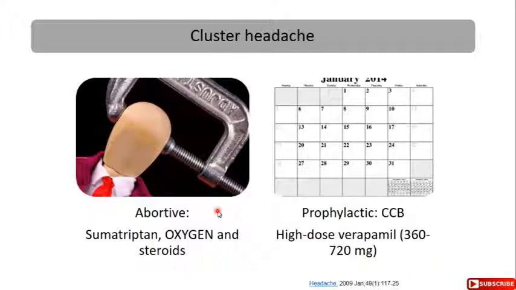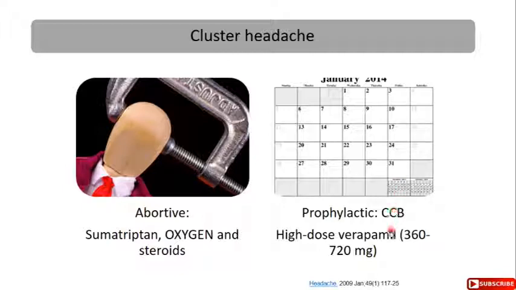Again, here you have two options, abortive and prophylactic. In this case, as you can see, it's the same drug that we use in the migraine, sumatriptan. But in this case, you have two additional options. It's oxygen, 100% pure oxygen, and steroids. So remember, cluster headache, only one side of your head, associated with lacrimation, rhinorrhea, you're going to use oxygen and steroids. And again, if you have many attacks in 1 month, you can use a prophylactic.